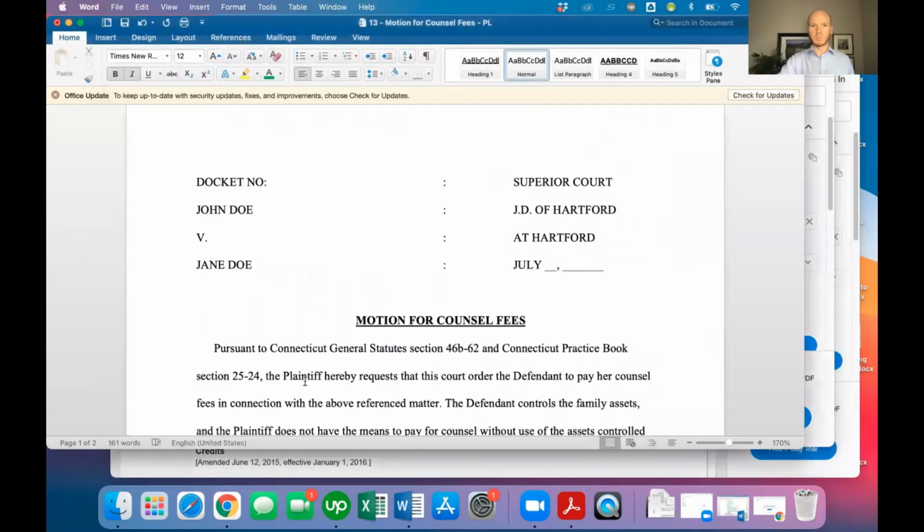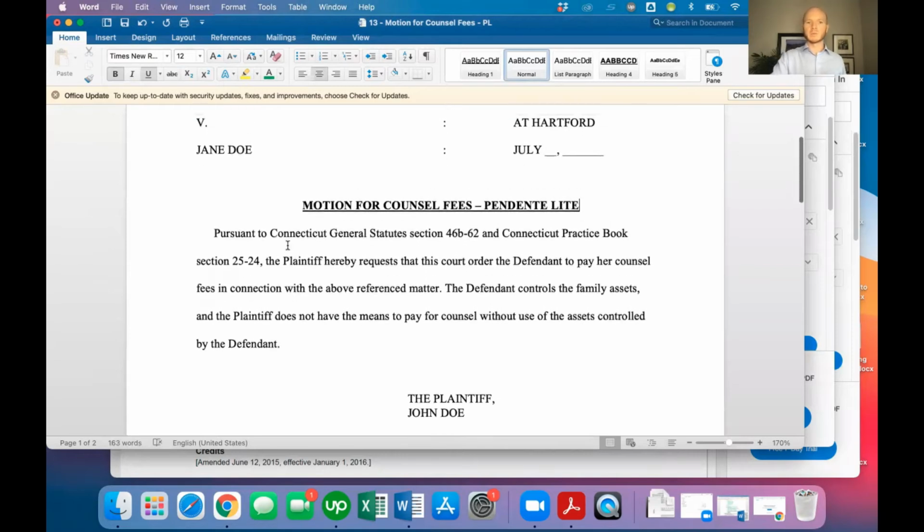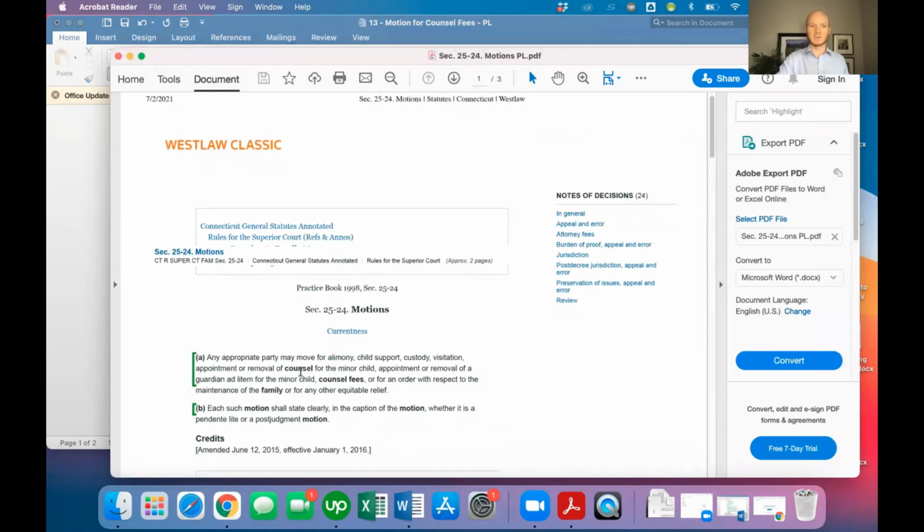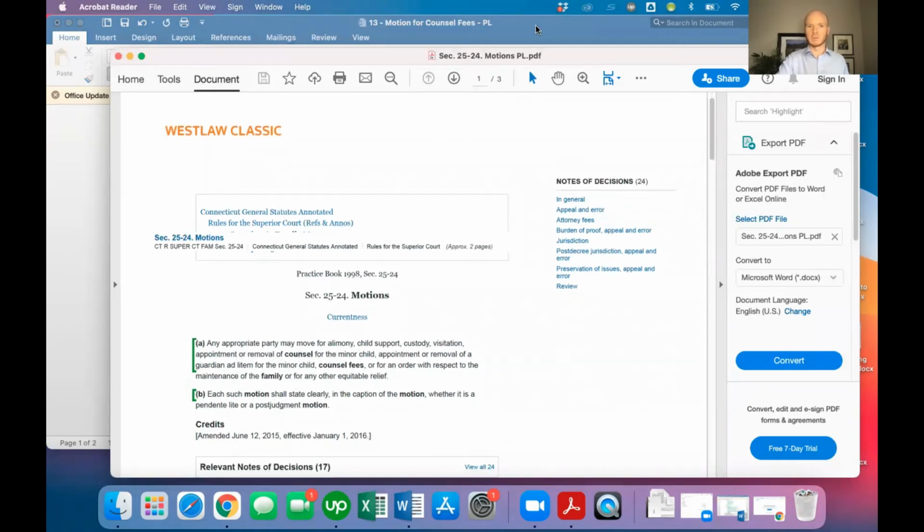So to show you a sample motion, here is one such motion. This actually should probably say pendente lite here. So during litigation. So you just put pursuant to Connecticut General Statutes section 46b-62, which is the statute I just showed you, and section 25-24. So that's just a basic Connecticut Practice Book section that talks about the filing of motions.